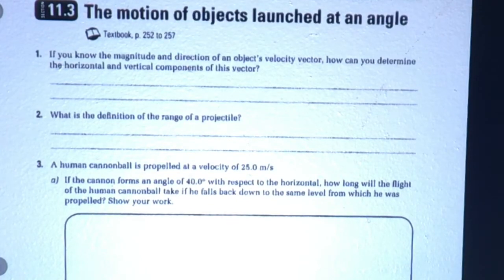Alrighty. So we're going through worksheet 11.3 together, just like we did for 11.1, I believe, so that you get a clear understanding of what we did last class and the class before that. So open the document and then we will go through it together. If you know the magnitude and direction of an object's velocity vector, can you determine the horizontal and vertical? Of course you can. We just did that last class.